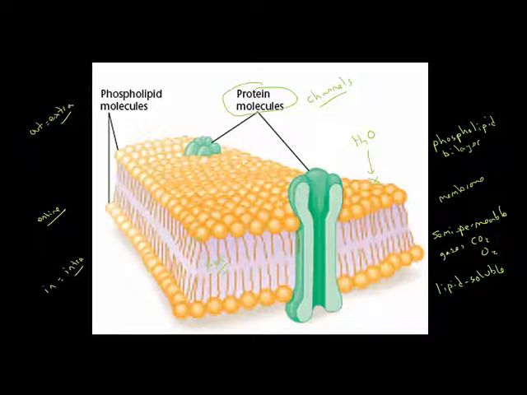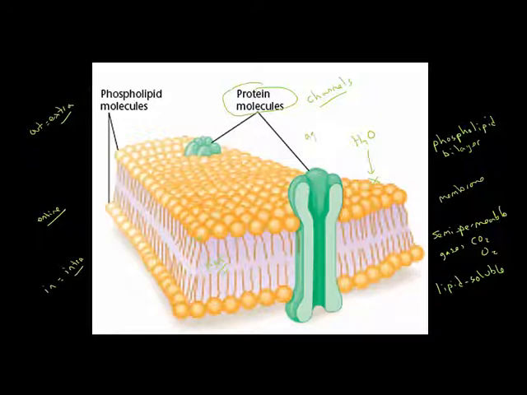Now, there's a lot of different states that channels can be in. They can be wide open, they can be partially open, they can be closed. If a channel's closed, obviously nothing can pass through. If the channel's wide open, things can pass through quickly. If they're open a little bit, things can pass through slowly.